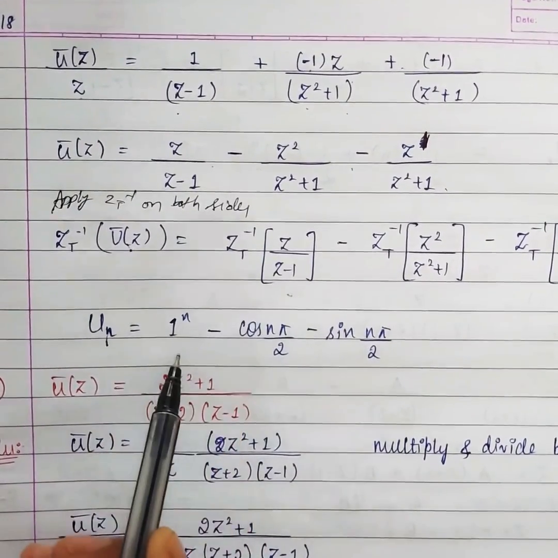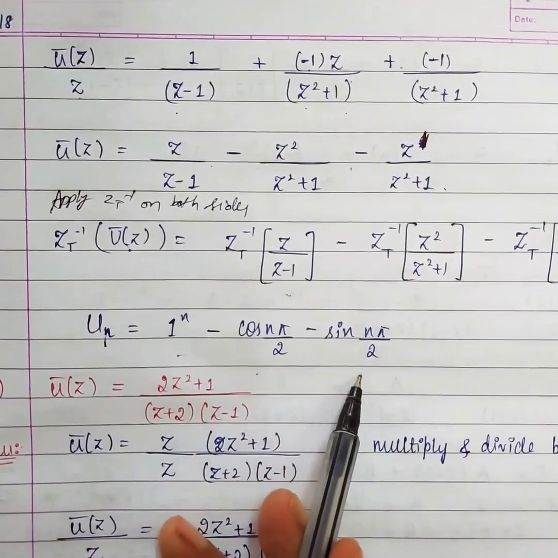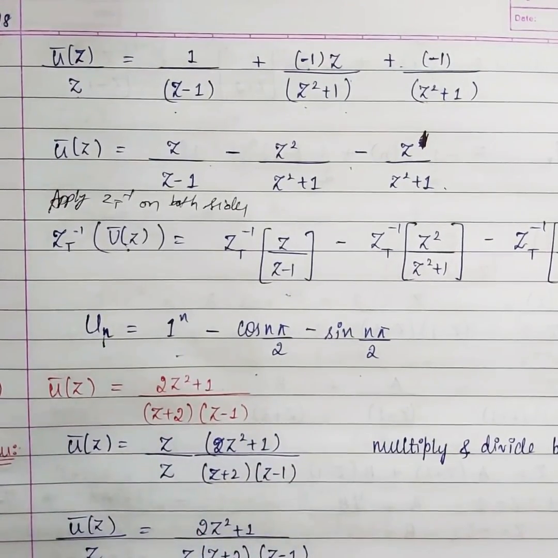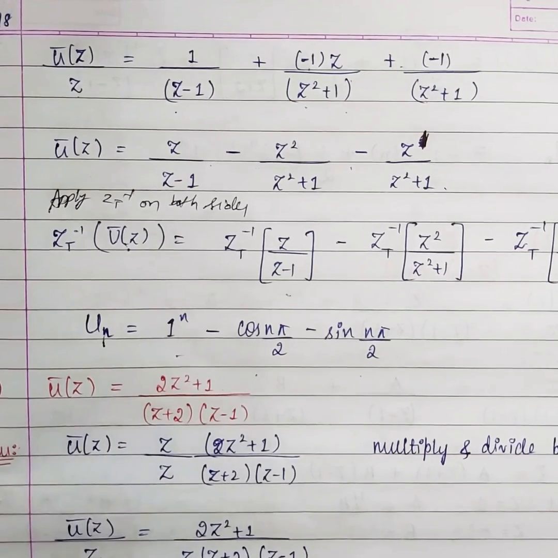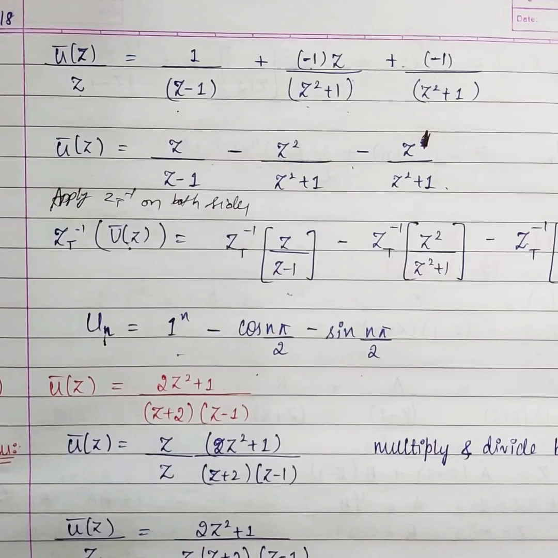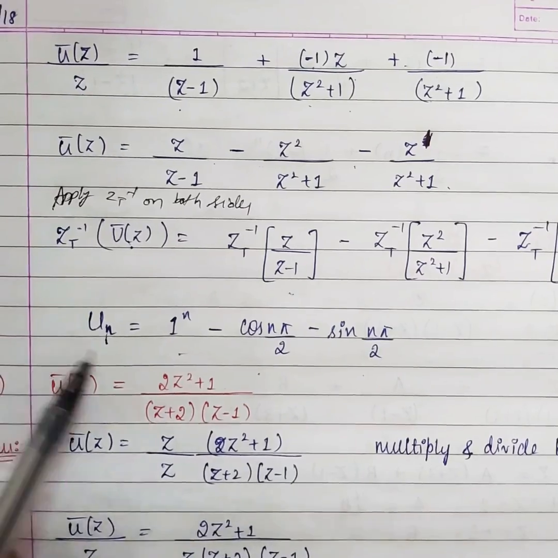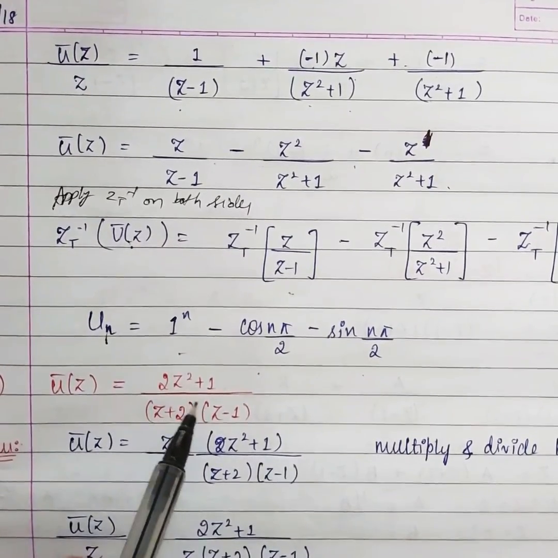The inverse of z by (z minus 1) is 1 power n, and this is the cos n pi by 2 formula, and this is the sin n pi by 2 formula. We are just using the formula. So we are resolving it using partial fractions and bringing it to the formula format. That is the secret. And there are a few problems where you may get confused.